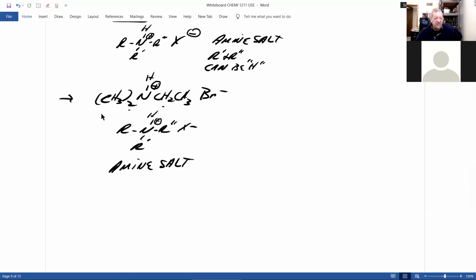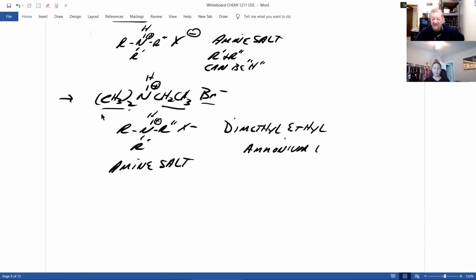Name the alkyl groups. Well, I've got 2 methyls, and 2 is di. And since this is a common name, there are no rules about which goes first. And then over here, I have an ethyl. And then I'll add, I'm running out of room, so I'll put it under here. Ammonium. And what's the anion? Bromine. And that's how you name and react amine salts.